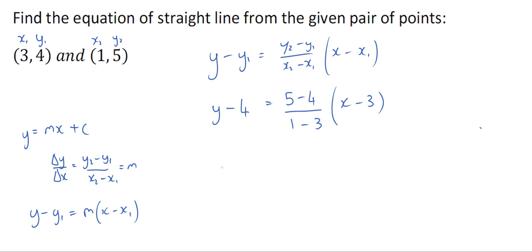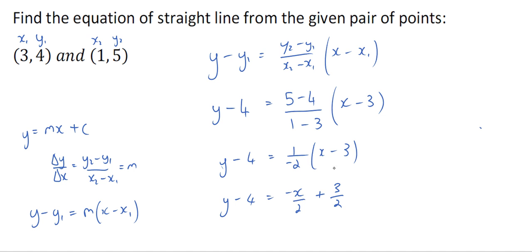Now, let's simplify this fraction. You don't have to do it in as many steps, but it might help some of you. So we've got 5 take 4 is 1 over negative 2, times x take 3. Now we want to expand this bracket out, so we have the y take 4, we can leave that on that side. We'll have the x on 2, and that's a negative, and then a minus times a minus will be a plus, and we have 3 on 2.